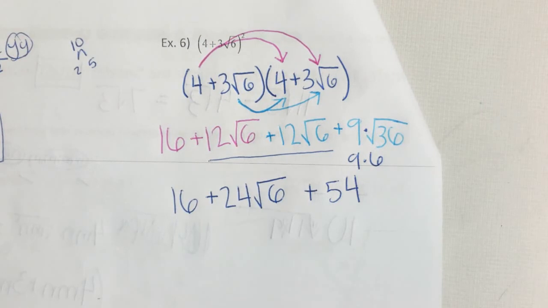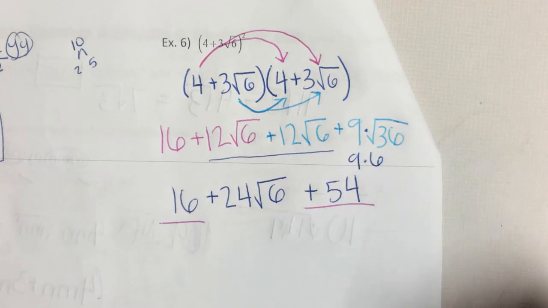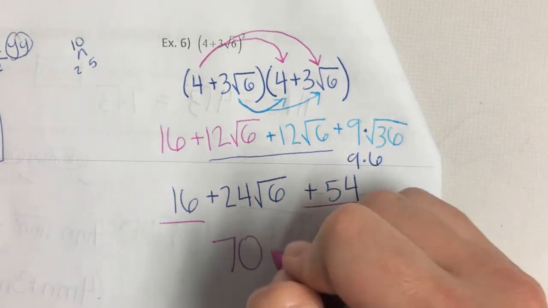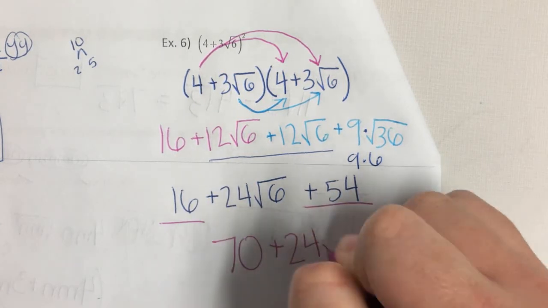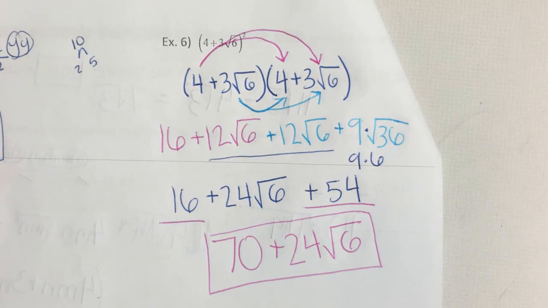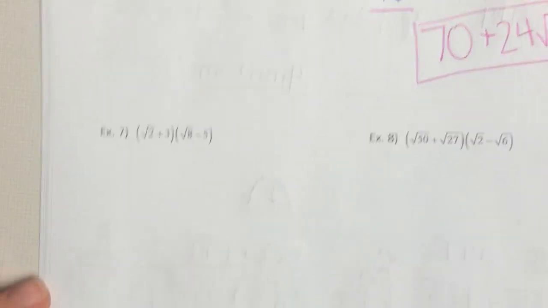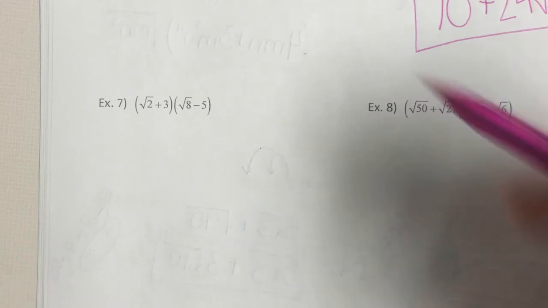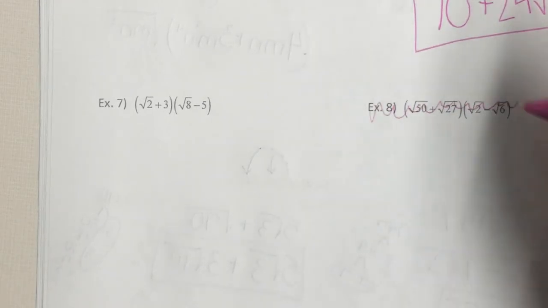Now do I still have like terms? What's 16 plus 54? 70. Any questions with that one? Okay, so let's look at number 7. We're actually not going to do number 8, but I'm going to do one from the practice.